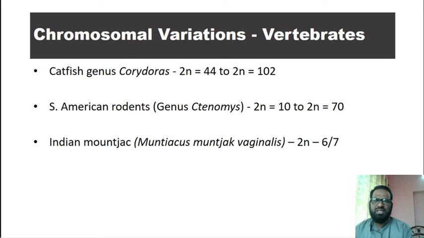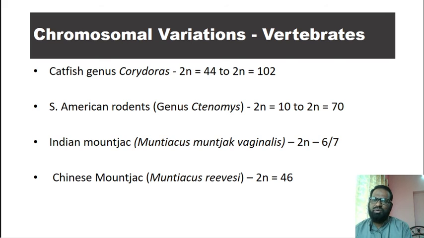Then, we already discussed the Indian muntjac. In the Indian muntjac, females have 6 chromosomes and males have 7 chromosomes within a single species. Depending upon the sex of the animal, males have 7 chromosomes and females have 6. And if you take another very closely related animal to the Indian muntjac, the Chinese muntjac, you will find that the diploid number of chromosomes is 46.